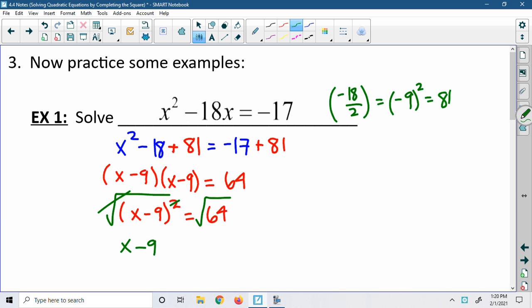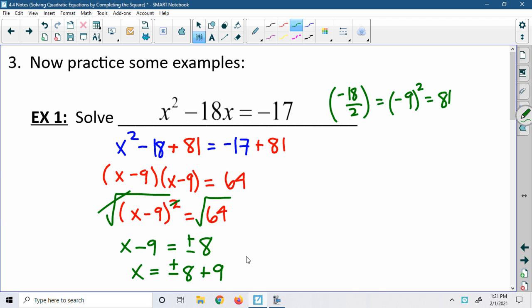So x minus 9 equals positive or negative, don't forget the positive or negative, 8. And then last but not least, we'll have to get this 9 over to the right side. And remember, this does represent two different answers. So I'll write the two different answers out here.